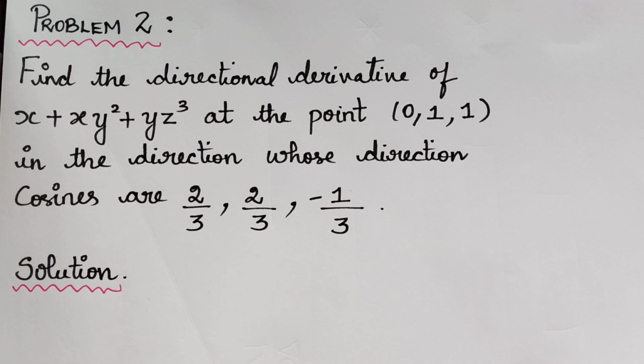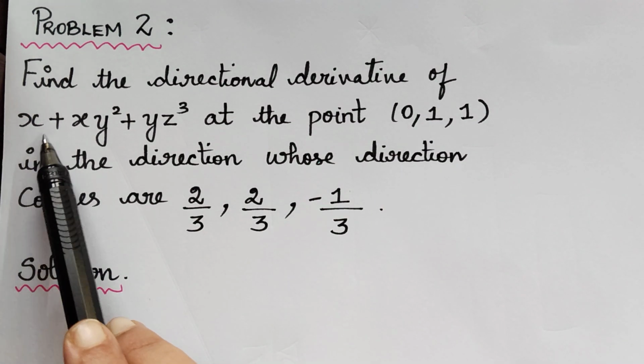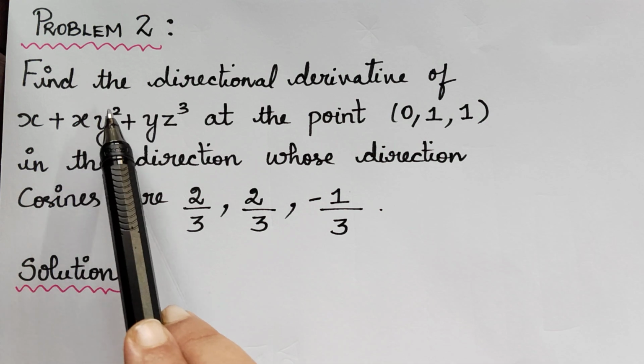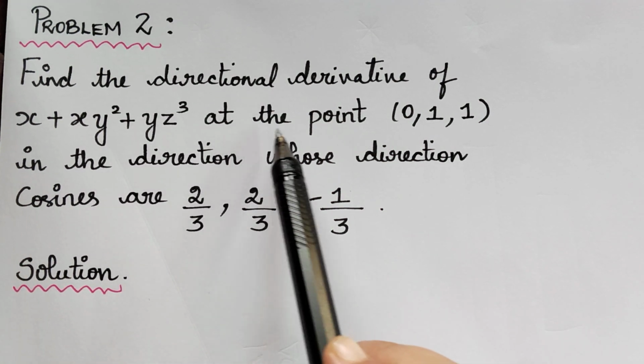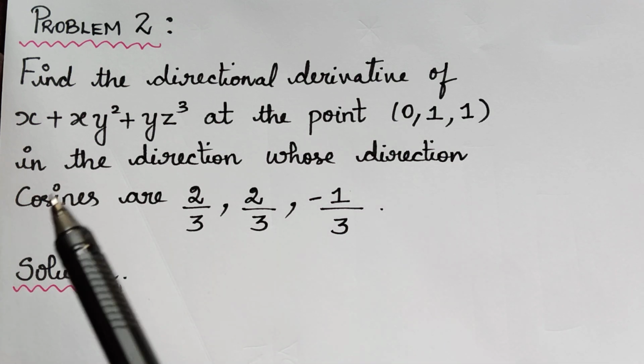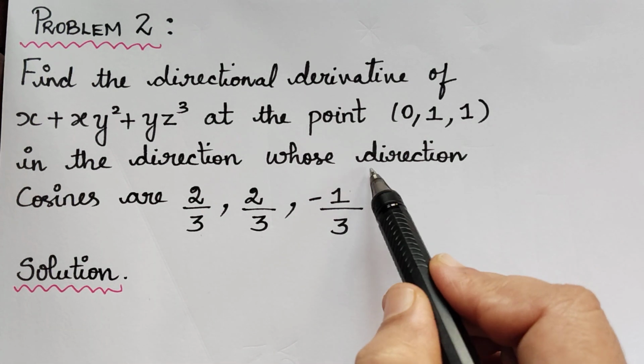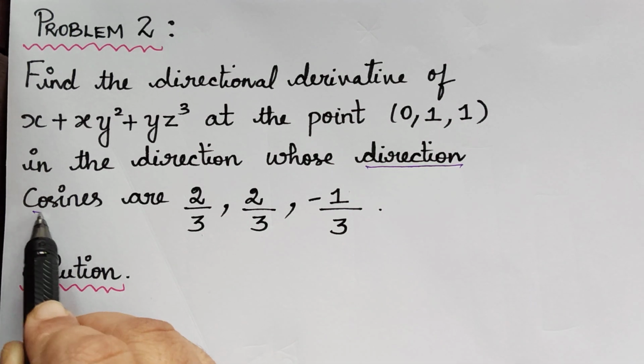So now here we have the second problem where we have to find the directional derivative of the scalar point function x plus xy² plus yz³ at the point 0, 1, 1 in the direction whose direction cosines are 2 by 3, 2 by 3, negative 1 by 3. So if you see, the direction cosines are given.